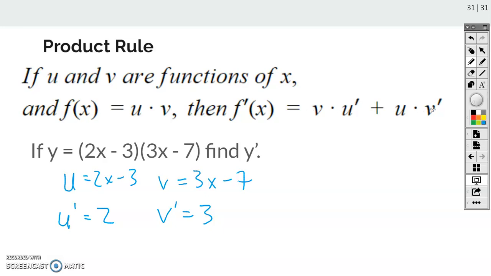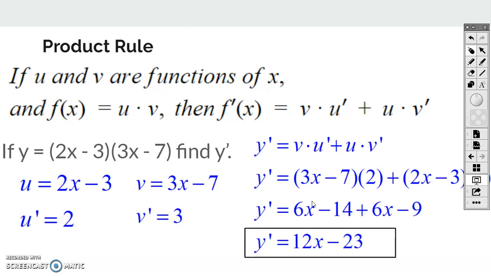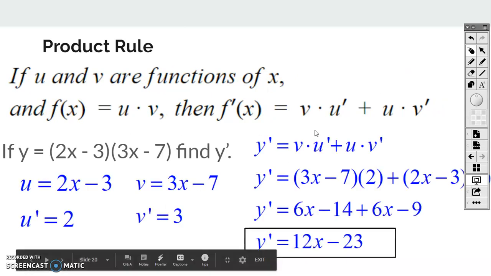That way it's closer to matching the quotient rule formula, but since we're adding, you could switch the order of these terms and it won't matter. Just make sure you multiply one function times the derivative of the other function. Here's everything all worked out on that first example for the product rule.